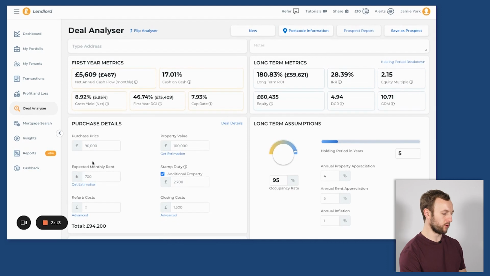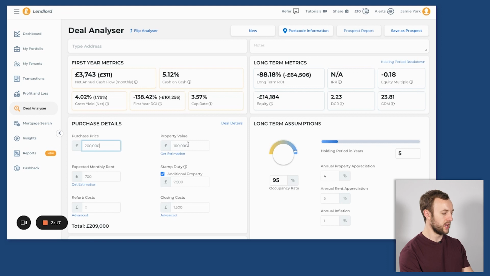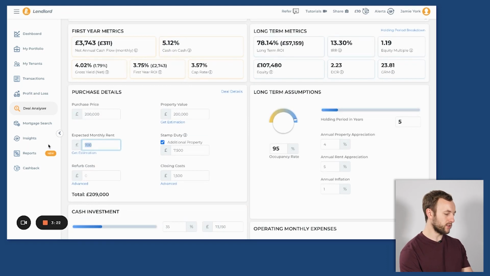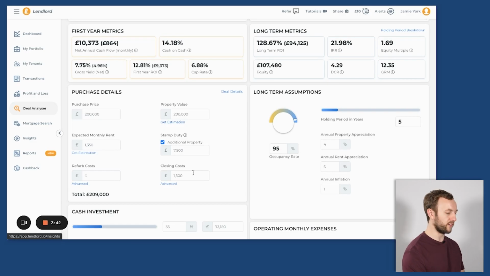So let's assume a random property. Let's say, I don't know, £200,000 purchase price. Let's say the property is also worth 200,000. We're not getting a discount. Rental on that, let's say 1350. Just as an example, you've got your stamp duty already calculated, and you tick that box as an additional property. Remember, in the UK, it counts as an additional property when you buy an investment. So you're going to do that, and let's assume there's no refurbish cost, and you've got closing costs, which is your solicitors, really, 1,500. This is just as a generic example.